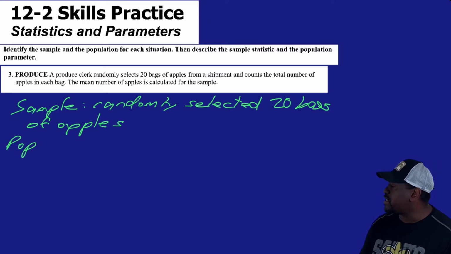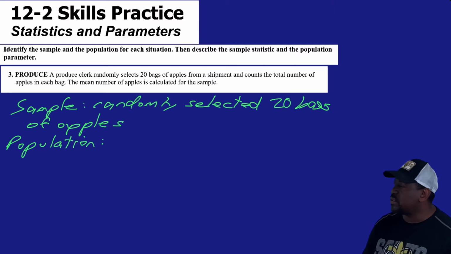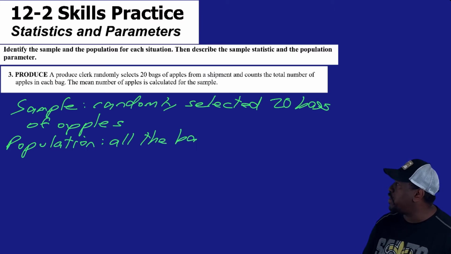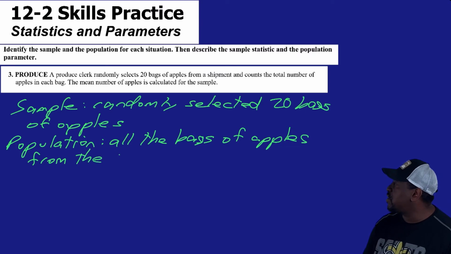The population, what will that be? What do you think that is? See what the NOLA Mathman comes up with. It is all the bags of apples from the shipment, I would assume. Let's see. All the bags of apples from the shipment. That's what it looks like the NOLA Mathman is writing. So yeah, great minds think alike, so that's the answer.